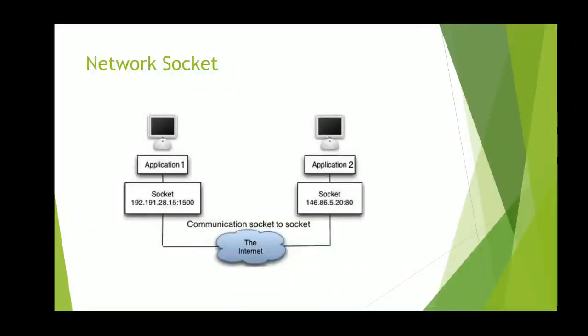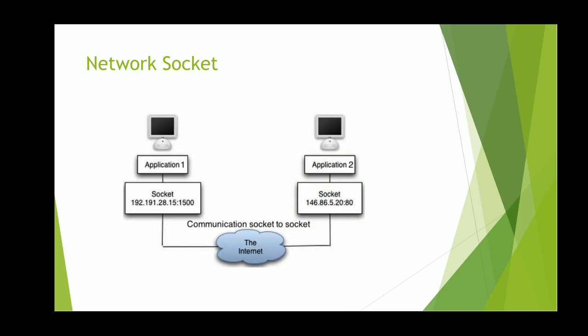Here we can see a simple socket communication situation. Here there are two PCs, PC1 and PC2, and in these two PCs there are two applications running, application 1 and application 2. Suppose application 2 is a server and application 1 is a client. Application 2 will create a socket, and it has a socket address of 146.86.5.20:80. It is an HTTP socket, and this application is a server. So application 2 will create a server socket and it will listen on this address.